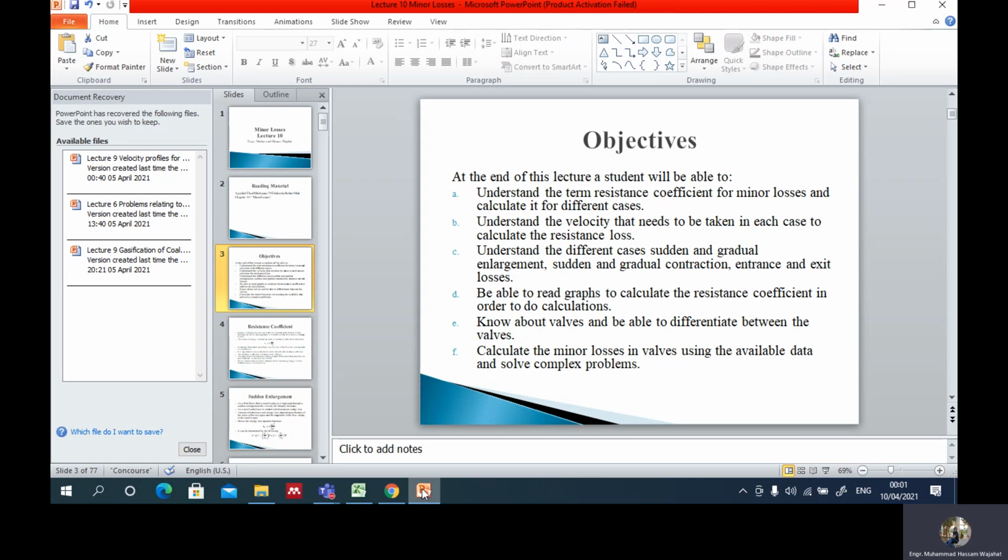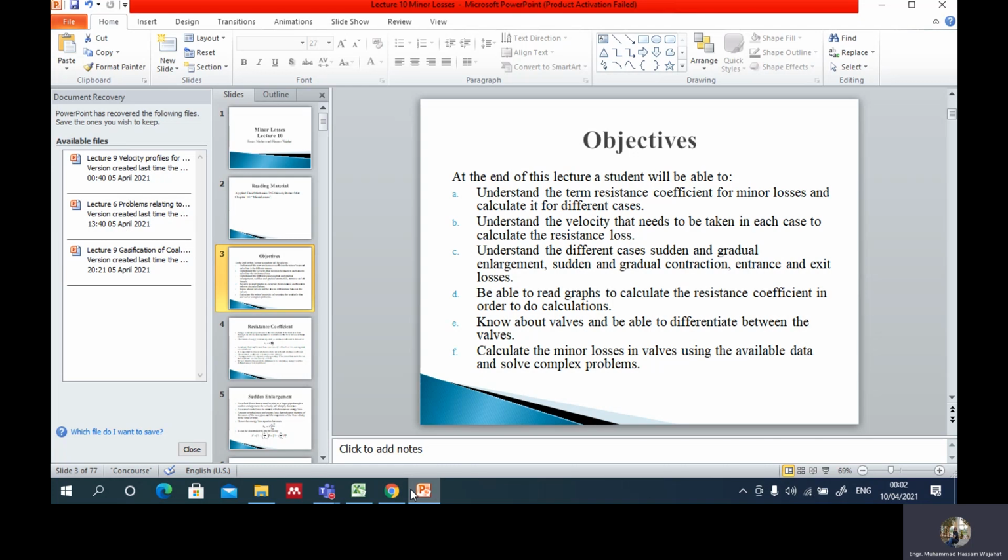The third point is to understand the different cases: sudden and gradual enlargement, sudden and gradual contraction, entrance and exit losses. Basically, in minor losses, we have 6 different cases. 2 of the cases are for enlargement, 2 of the cases are for contraction, and 1 is the entrance case and 1 is the exit case. There is a way of calculating the resistance coefficient in all these cases.